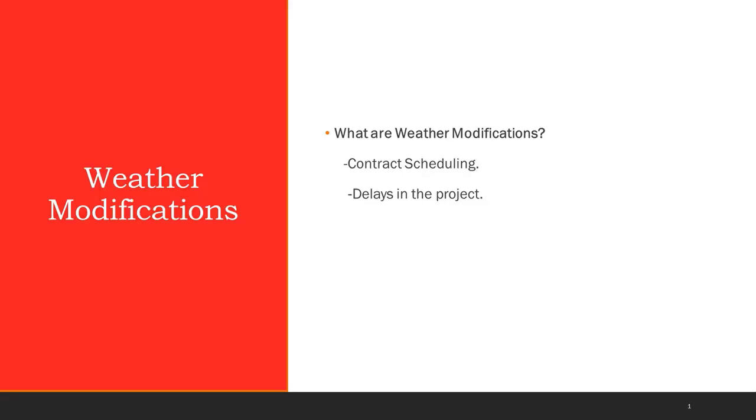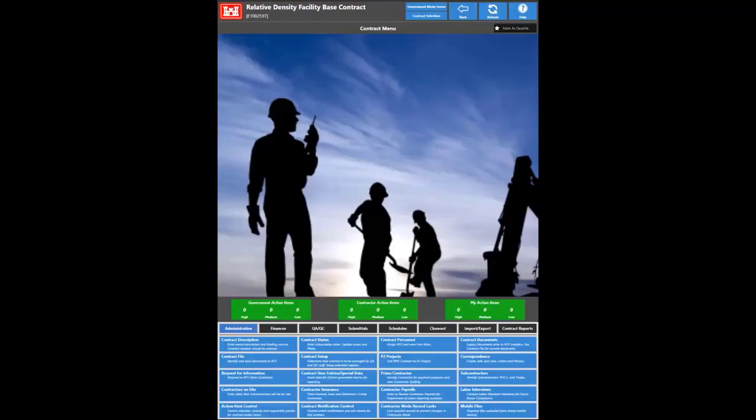Weather modifications are used in the event that weather creates delays in the project. They are used to add days to the schedule of the contract. This way, contractors and the government can justify reasons for the project taking longer and report data that appears inaccurate. In some cases, this may also increase the contract value.